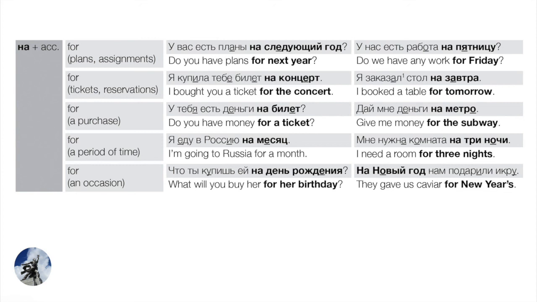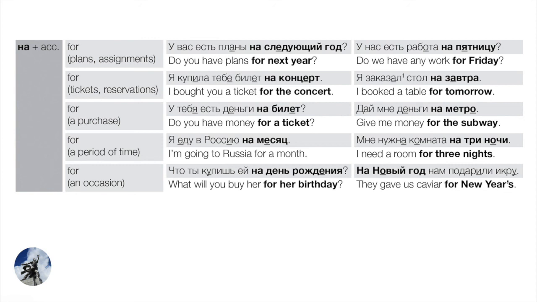Мне нужна комната на 3 ночи. I need a room for 3 nights. Again, future related, plan related, a room for 3 nights. Finally, for an occasion. Again, we could also say that these are sort of future directed, right? Что ты купишь ей на день рождения? What will you buy her for her birthday? На Новый год мы подарили икру. For New Year's, right? Now here this is past tense, so it's not future directed, but we're still talking about something we did for an occasion, right? For New Year's, they gave us caviar. На Новый год нам подарили икру.